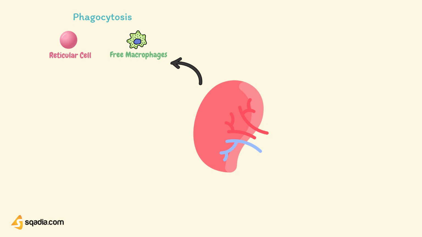Reticulocytes are red blood cells that are still developing. They are also known as immature red blood cells.